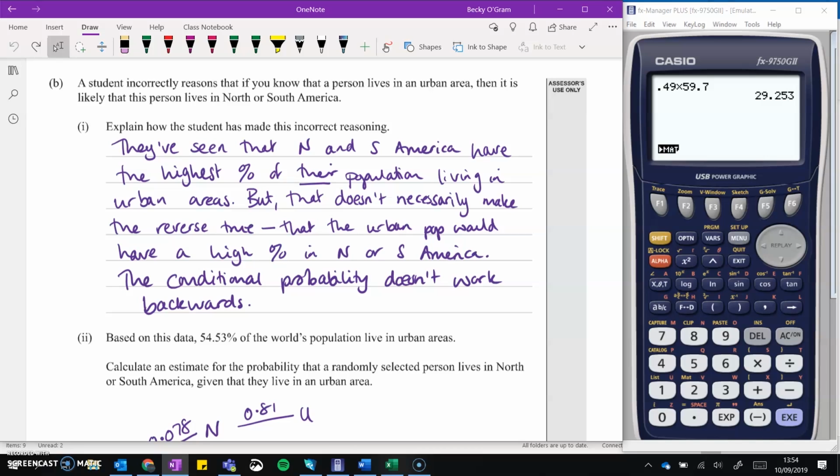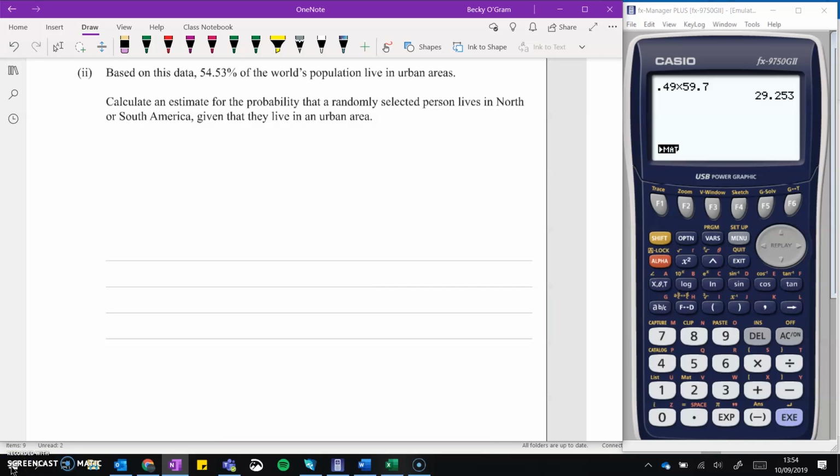Now to do an estimate for the probability that a randomly selected person lives in North or South America, given that they live in an urban area. So actually working out the thing that the student should have done for the last part. Think about it as a tree diagram. There could be North America, South America, or something else. And then of those, the chance of being in an urban area for North America is 0.81, and for South America is 0.8, just from having read off the graphs and tables at the top.